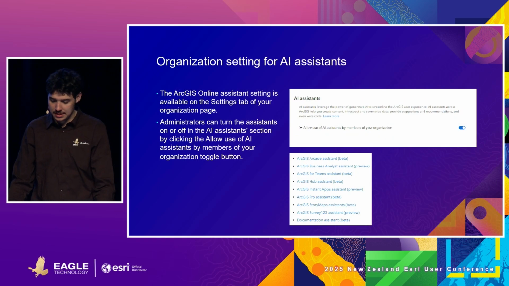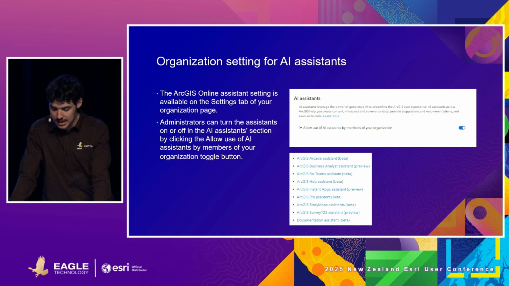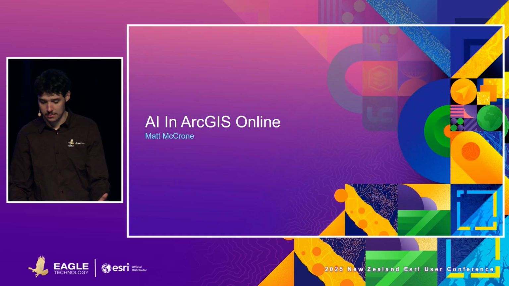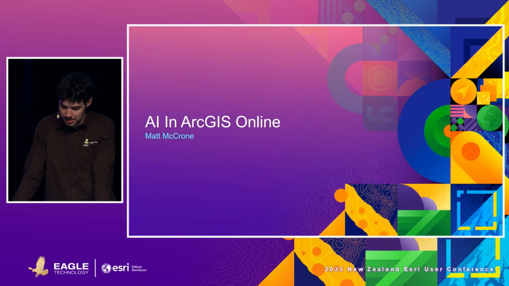So AI assistants are coming to ArcGIS Online. It is up to each organization to decide if they would like to adopt the AI assistants. They can be toggled on and off in the settings page for your organization by your administrator at any time. So with that, we'll move on to AI in ArcGIS Online.